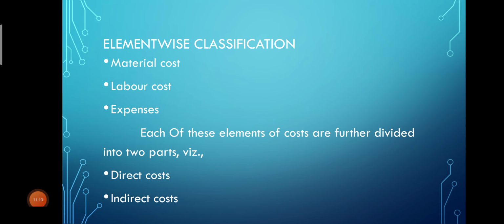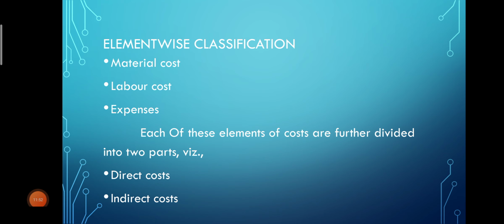Direct labor cost is the remuneration paid to the workers who are engaged in production of goods and services. They are actually involved in production. Indirect labor cost means those who are not directly involved in the production of goods and services. Next we have seen expenses. Expenses are any expenses which are not classified under material cost or labor cost. Such expenses will be taken under the expenses head. There we have direct expenses and indirect expenses.